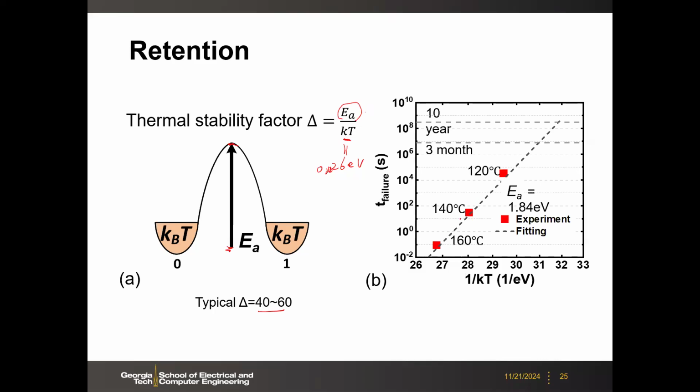So again, you do this Arrhenius plot, 1 over KT plot, then you can get this projected retention time. The same thing. So you bake the sample, right, and measure how long it will take the time to flip.